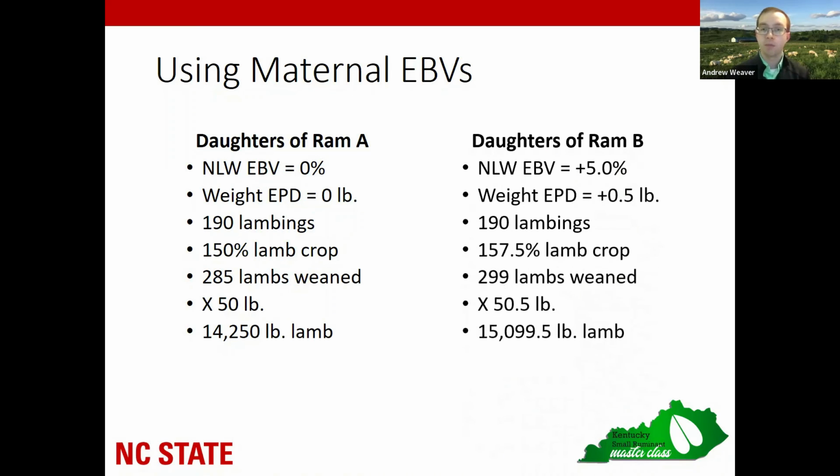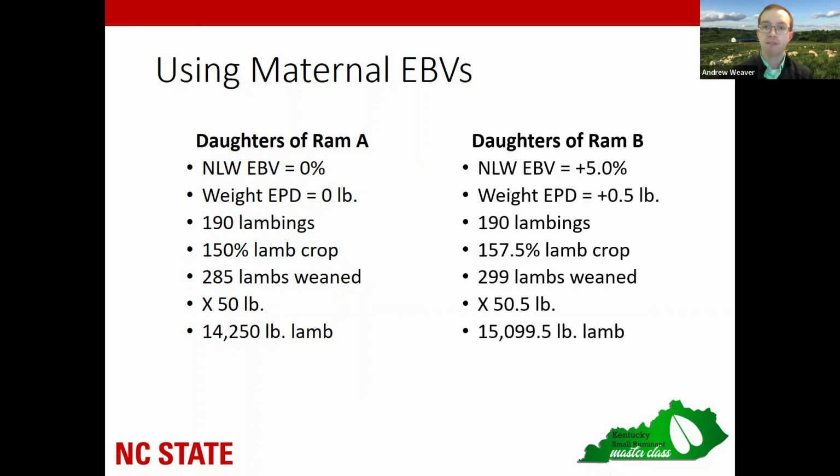What about daughters of ram B? What if we used ram B instead of ram A? If we used ram B, our number of lambs weaned EBV is 5%. Our lamb weaning weight EPD is 0.5. They pass half of that on to the progeny, so it's going to be half of what those daughters have themselves. So 0.5 on the weaning weight EPD there on the daughters of ram B. We still have 190 lambings, the same number of lambing events.